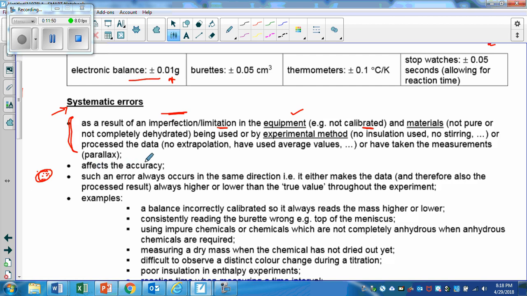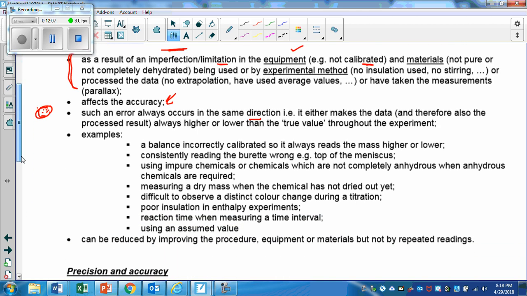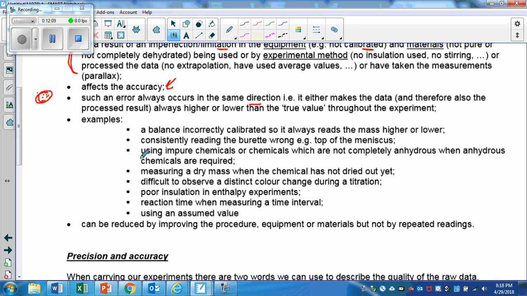So these are the systematic errors. They affect the accuracy, of course. Such an error always occurs in the same direction because you're always repeating the same mistake. It either makes the data higher or lower than the true value. So, the examples of systematic errors, because sometimes these are the questions on the IB exam, they give you a scenario and they ask you, is it a systematic error or is this a random error? And once you choose which of the two it is, then what are your suggestions to fix that error?